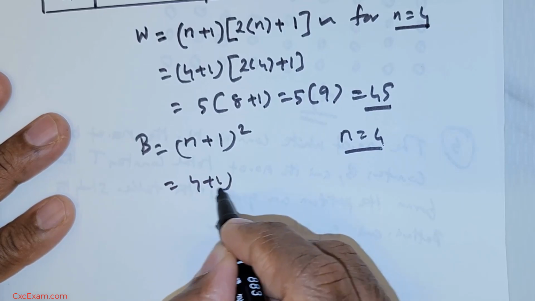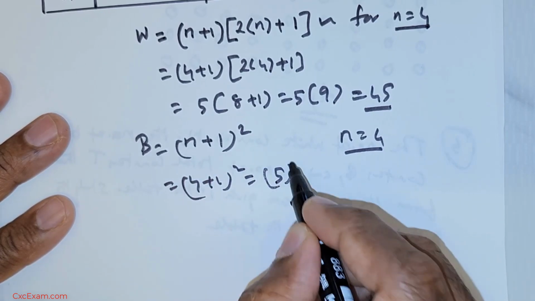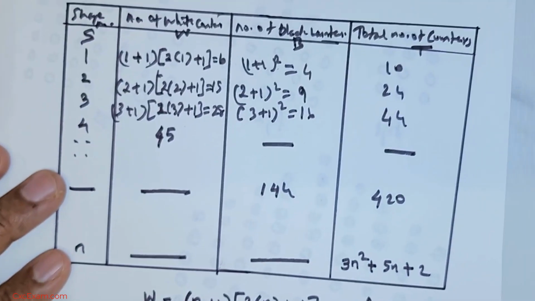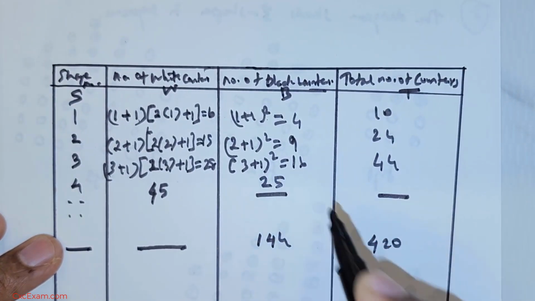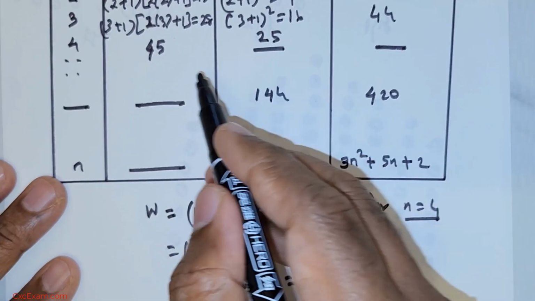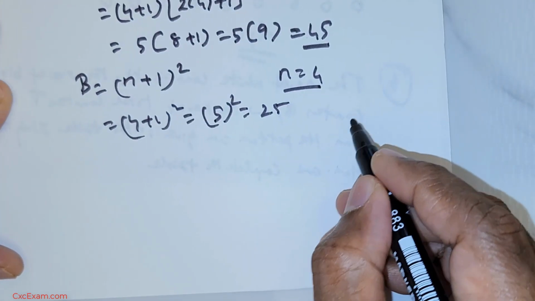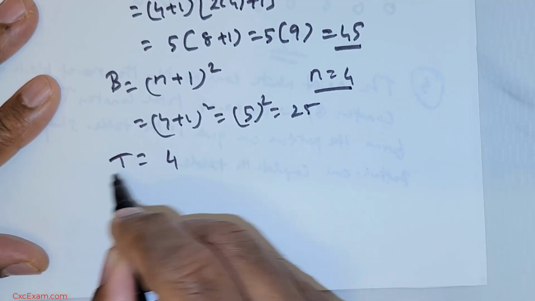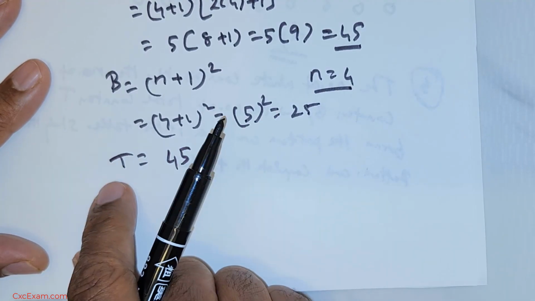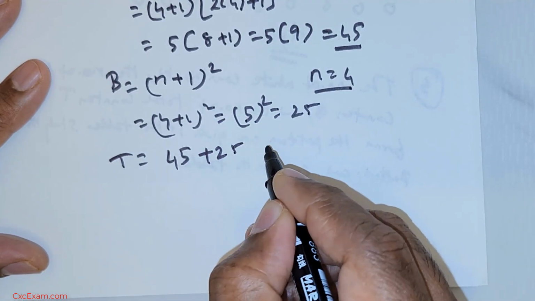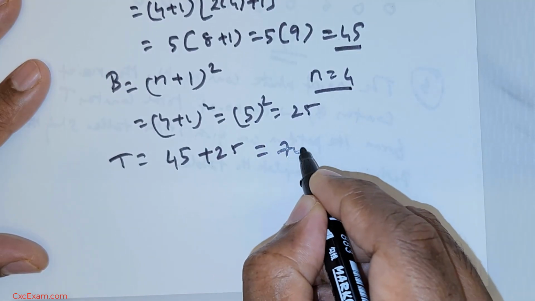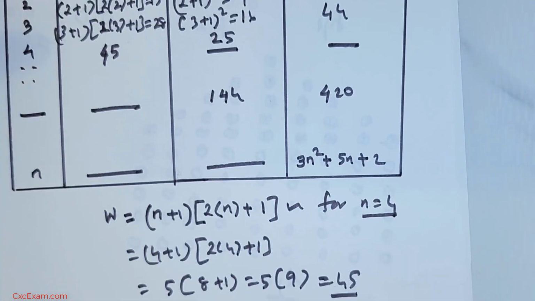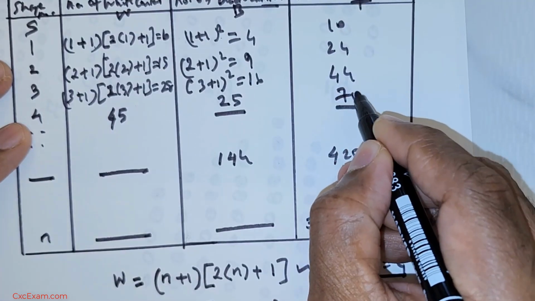So it's going to be (4 + 1) the whole squared, which is 5 squared, which is nothing but 25. Now you add 45 plus 25. So what do you get? T. You write the value. You write the expression here. T is equal to 45 plus 25. So that's going to be 70. So go up over here and you write the value 70.